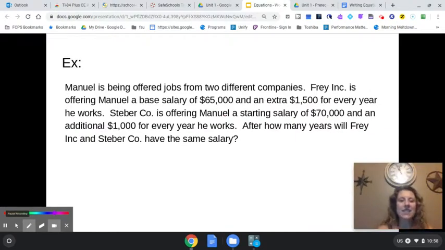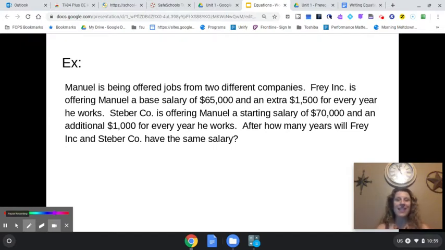Okay, our last example that we're going to take a look at together says Manuel is being offered jobs from 2 different companies. Frey Incorporated is offering Manuel a base salary of $65,000 and an extra $1,500 for every year he works. Stieber Company is offering Manuel a starting salary of $70,000 and an additional $1,000 for every year he works. After how many years will Frey Incorporated and Stieber Company have the same salary?